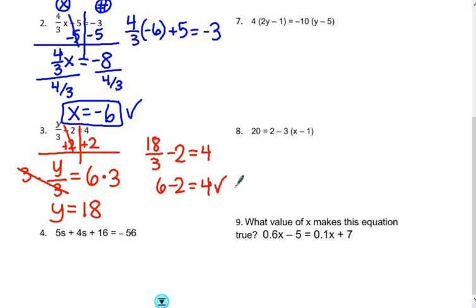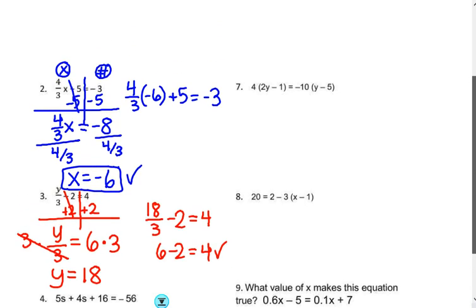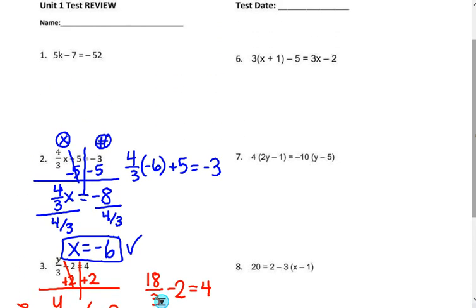All right, next one, I actually am going to slide back up here to look at number 6. All right, number 6 here. So remember your steps for solving. Your first step is to always distribute if you can. In this case, we do have distribution because of these parentheses. So I'm going to distribute that 3. 3 times x is 3x. 3 times 1 is a positive 3. This -5 will drop down, and that equals 3x minus 2.